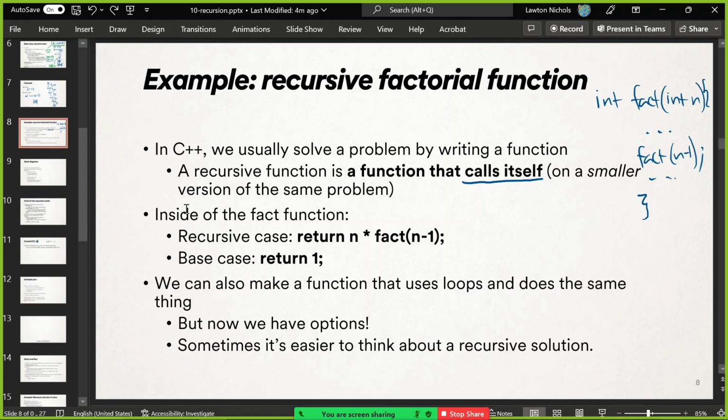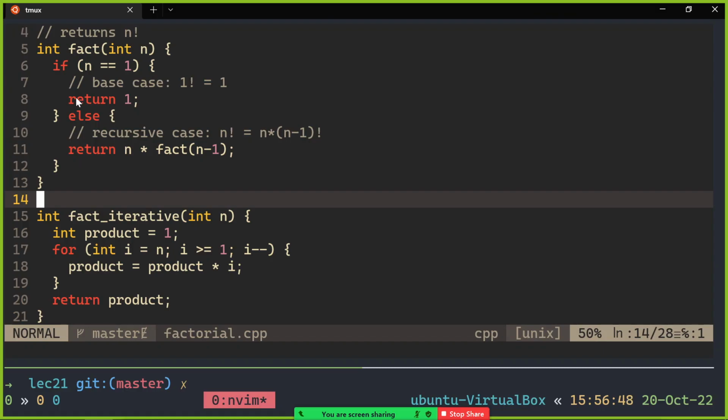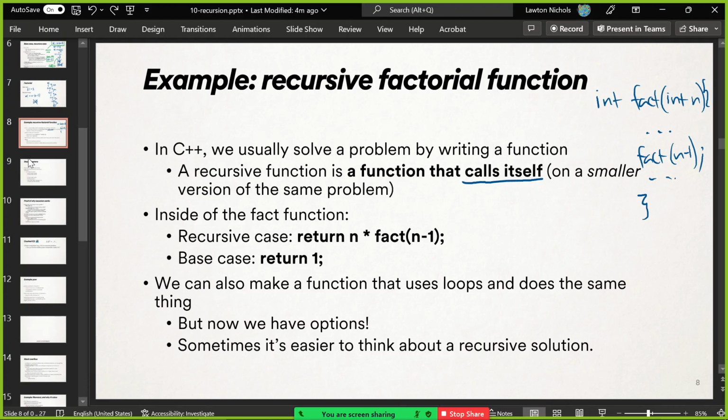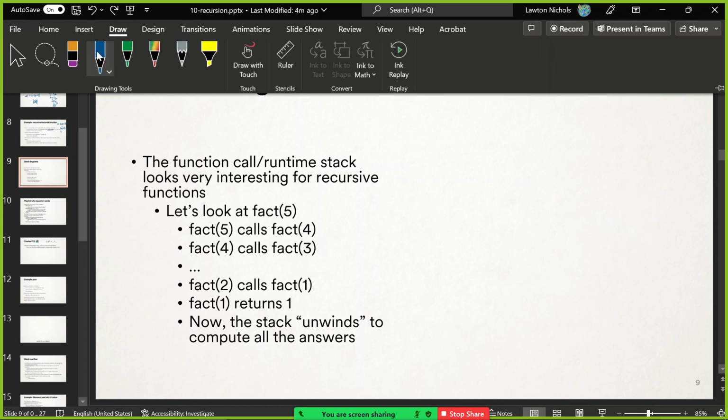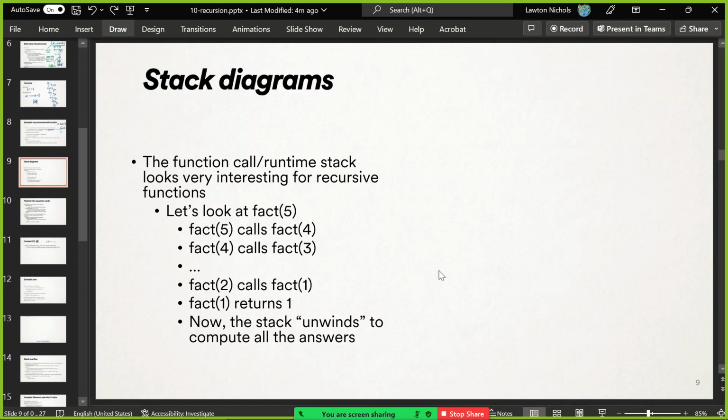All right? So let me explain why this function works, why it's giving back 120 again in a different way. Let's use a stack diagram, all right? Because it's very cool how it's building up its answer. It's looping using the stack. And we'll see that in just a second. So the runtime stack looks very interesting for recursive functions.